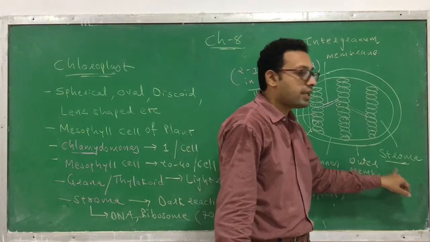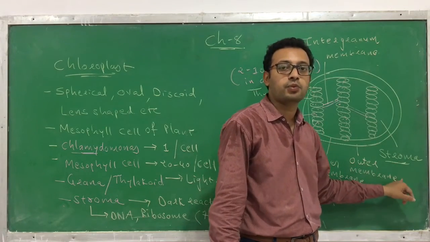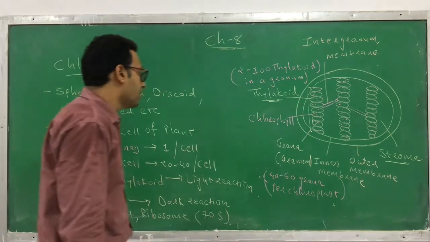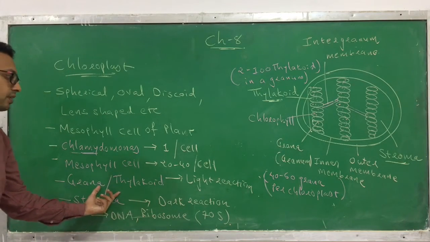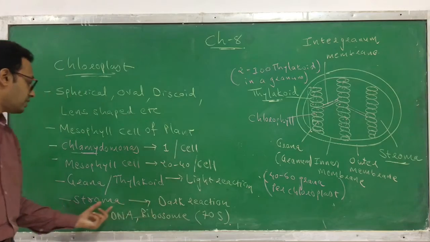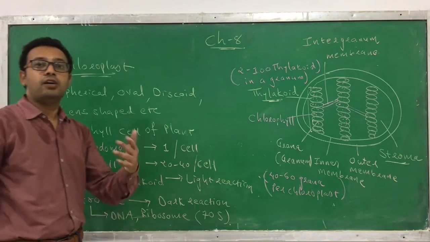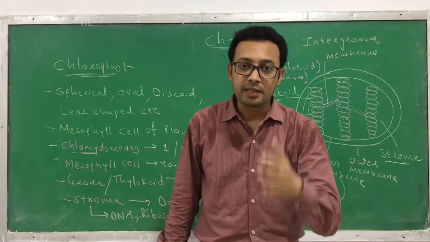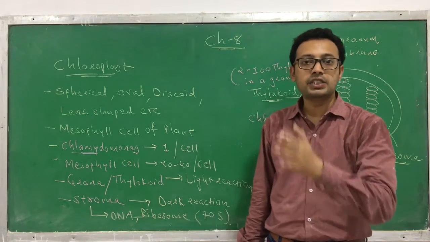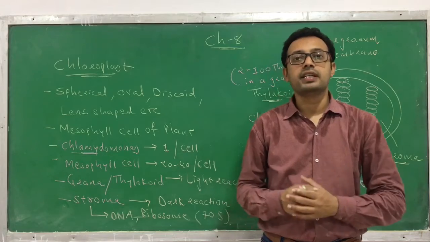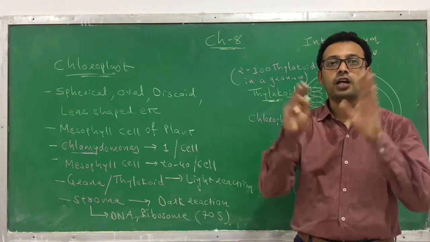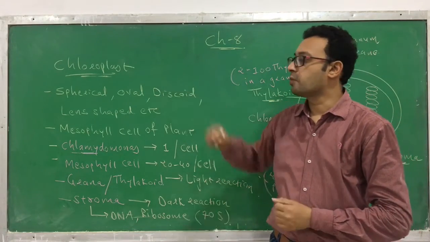The rest portion, except the thylakoids and grana, is called the stroma. The light reaction takes place in the grana or thylakoid, whereas the dark reaction of photosynthesis takes place in the stroma. The stroma also contains double-stranded DNA, and it also contains ribosomes of 70S in size. So this is all about the chloroplast.